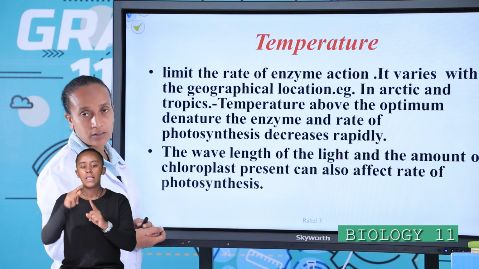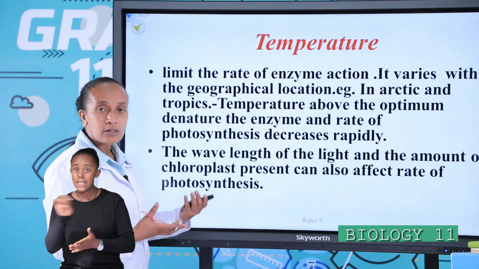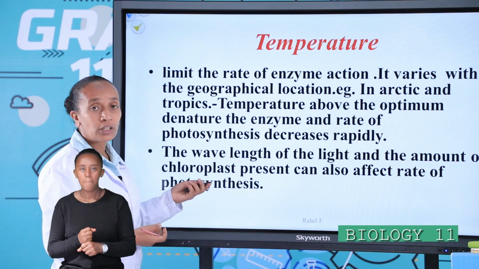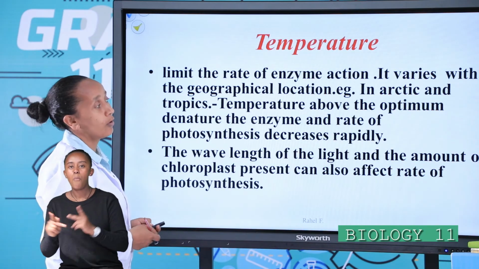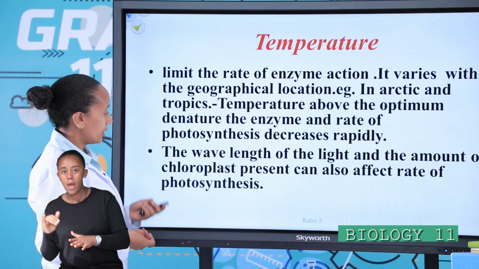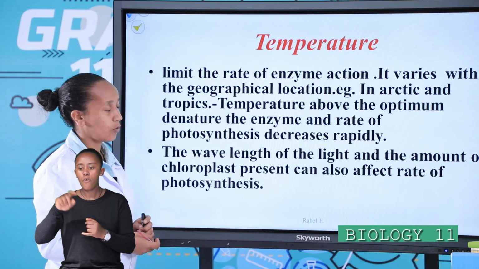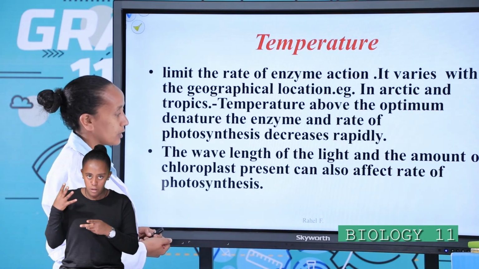And the third one is temperature. As with any enzyme, as with any chemical reaction, enzymes control the process of photosynthesis, and temperature is also important in maintaining the reaction, because enzymes are affected by temperature. And the last factor is the wavelength of the light that can affect the process of photosynthesis.